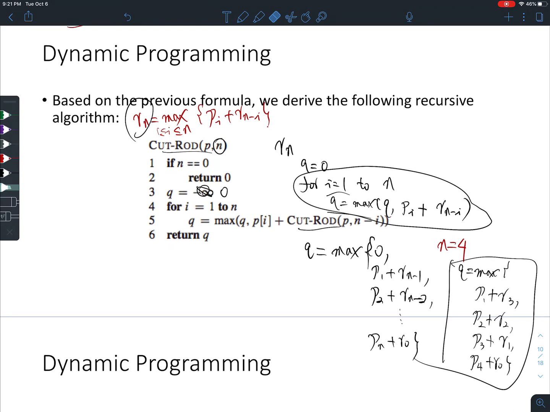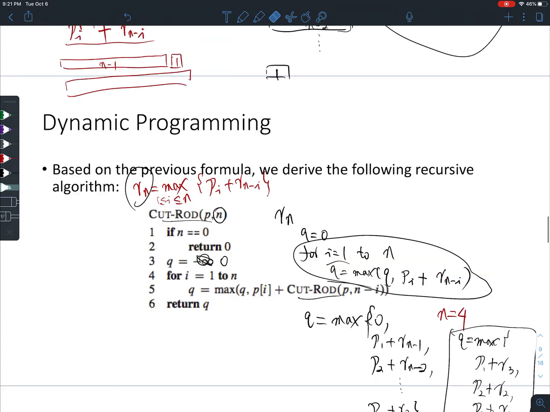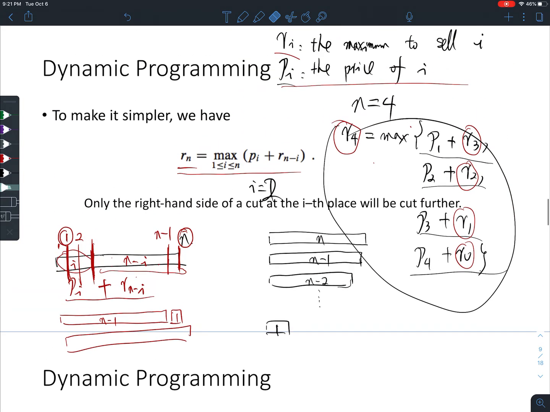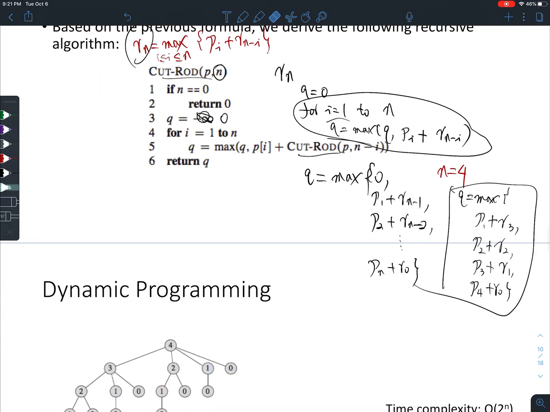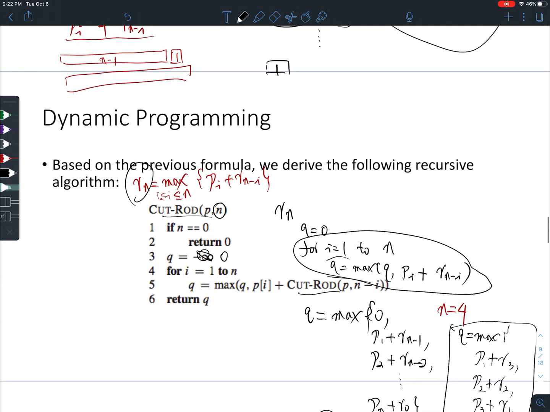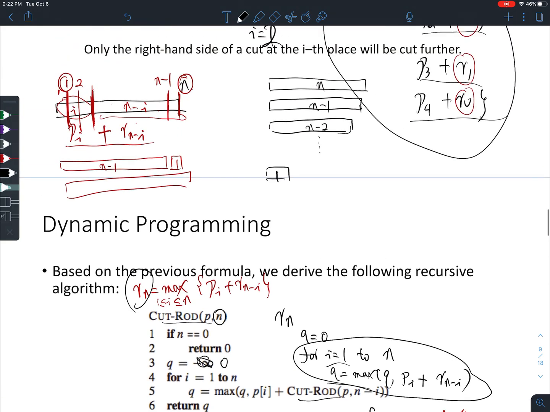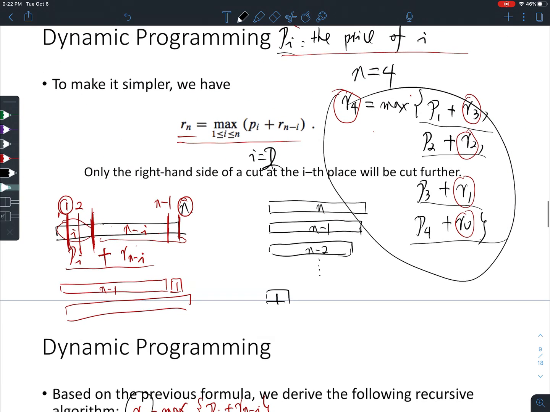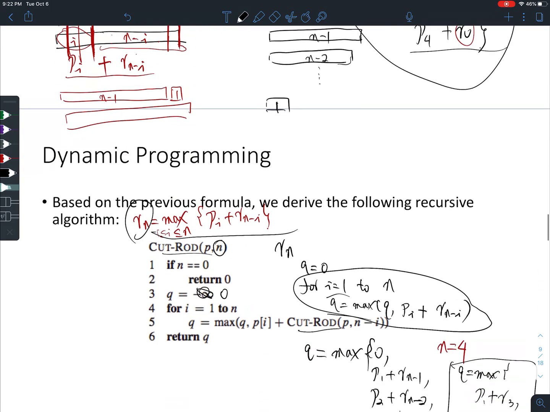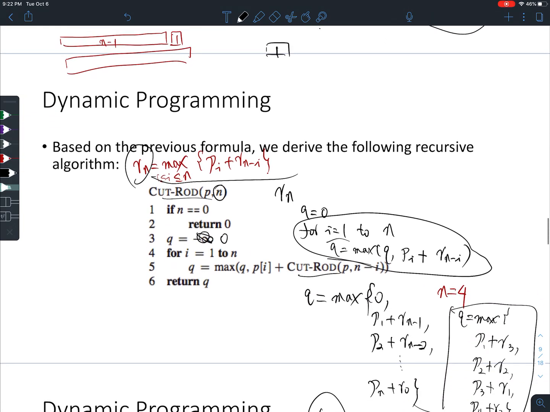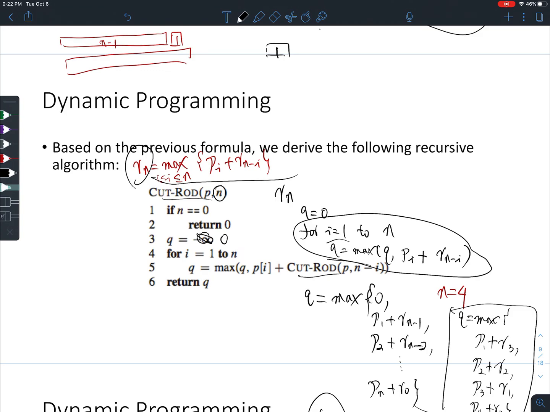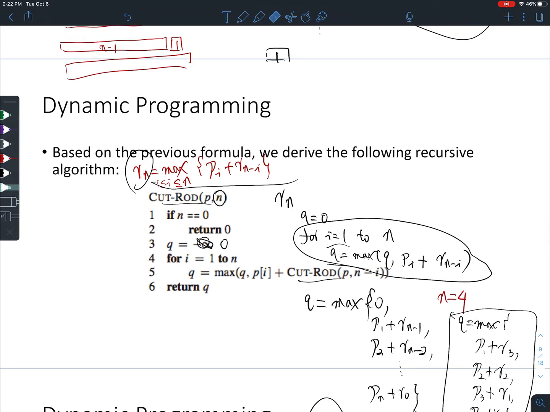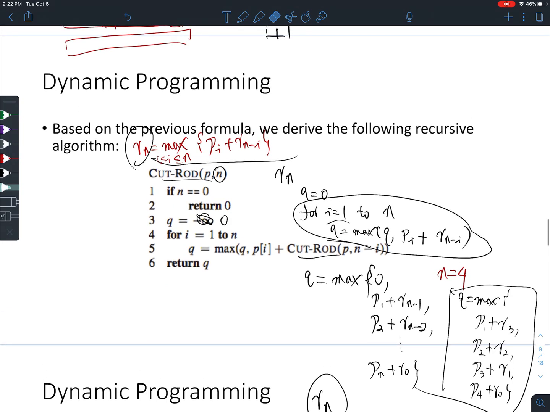So what it does is that it basically enumerates all the possible places of the first cut, like what we discussed over here. This function is going to calculate the maximum revenue of a rod whose length is n, which returns Rn. That's why I say this function just directly translates this mathematical equation into pseudocode. And it seems that with this mathematical formula we solve this problem very easily.